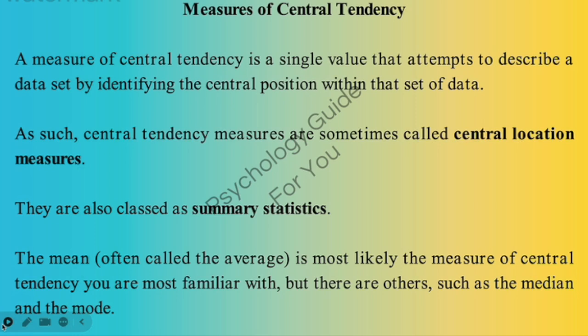A measure of central tendency is a single value that attempts to describe a data set by identifying the central position within the set of data. As such, central tendency measures are sometimes called central location measures. They are classed as summary statistics. The mean, often called the average, is most likely the measure of central tendency you are most familiar with, but there are others such as the median and the mode.